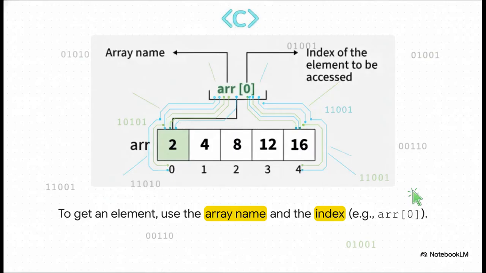And the way you pinpoint an element is super simple. You just use the array's name, and then right after it, you put the index inside square brackets. So right here, my number 0 points us directly to that very first box, which holds the number 2.